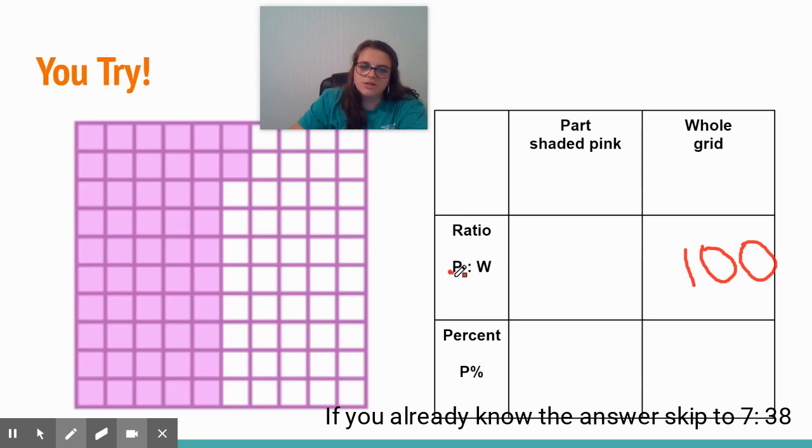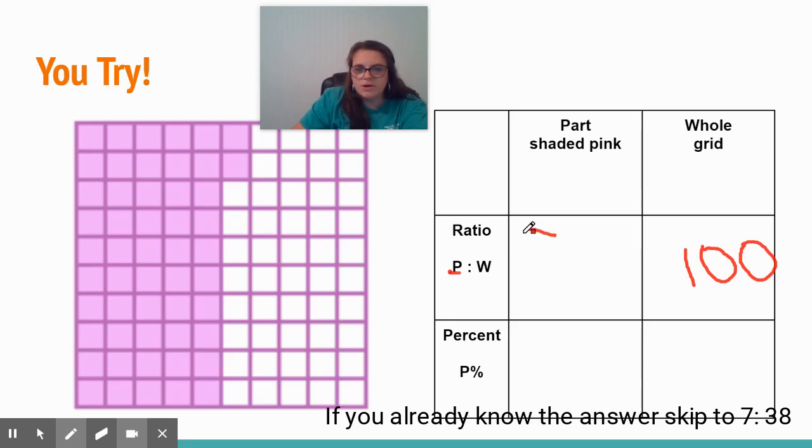Now let's figure out our part because we don't know that yet. We want to know the part that is shaded pink. You might like to count down and up. I like to count across, but I'll do it down and up for y'all. So it's 1, 2, 3, 4, 5, 6, 7, 8, 9, 10, 11, 12, 13, 14, 15, 16, 17, 18, 19, 20, 21, 22, 23, 24, 25, 26, 27, 28, 29, 30, 31, 32, 33, 34, 35, 36, 37, 38, 39, 40, 41, 42, 43, 44, 45, 46, 47, 48, 49, 50, 51, 52.